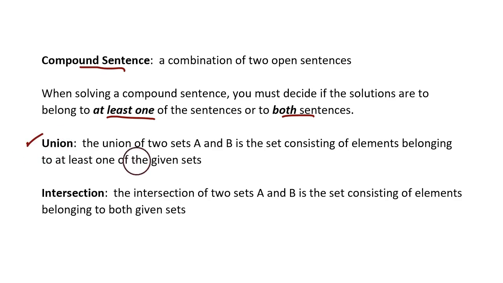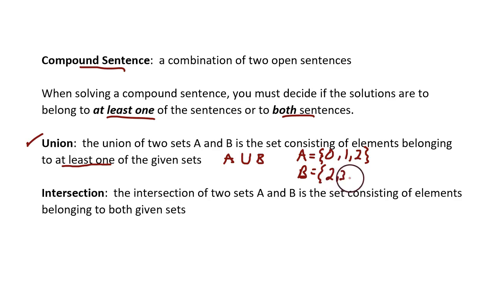The first is the word union. The union of two sets, A and B, is the set consisting of elements belonging to at least one of the given sets. By the way, the symbol for union looks like this. This is A union B. As an example, let's say that A is the set 0, 1, and 2, and B is the set 2, 3, and 4. The union of A and B contains all of the elements that are in at least one of the sets: 0, 1, 2, 3, and 4.